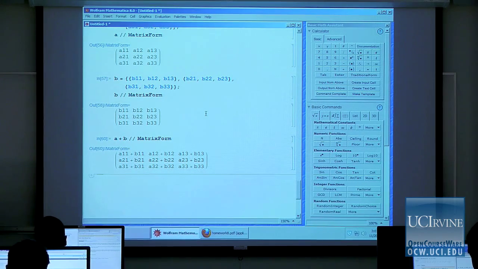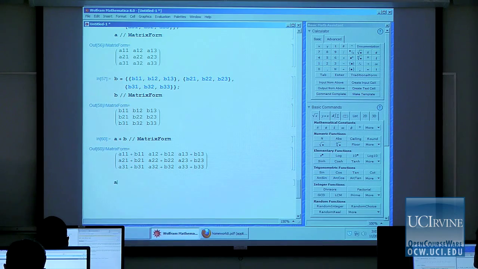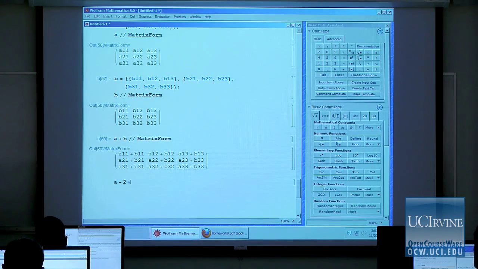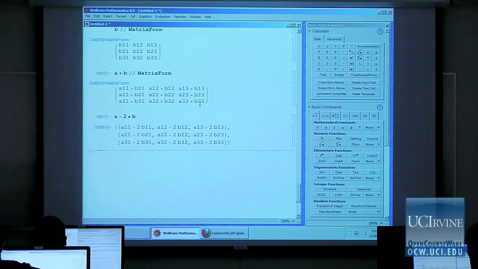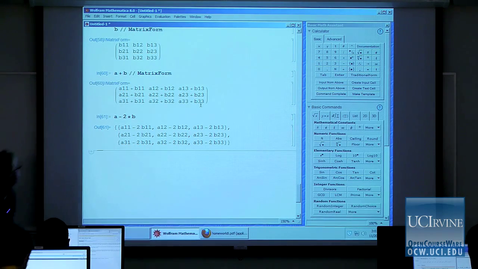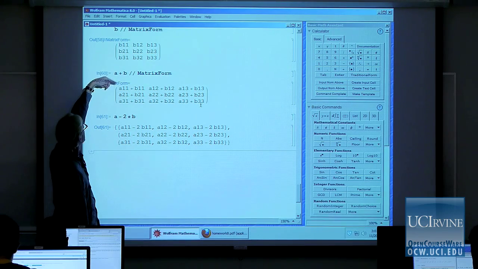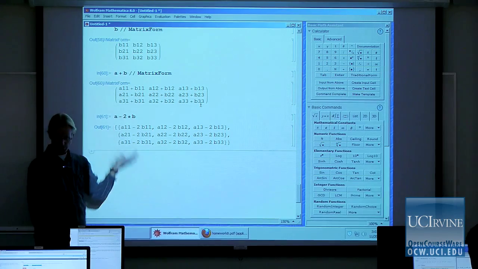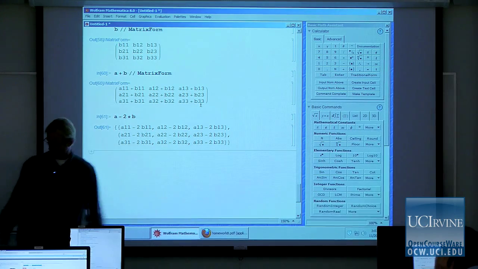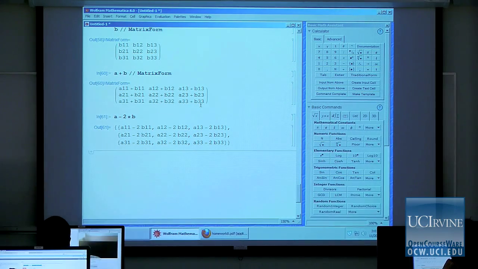Same thing for subtraction. So I could say A minus 2 times B. You see we take A11 and then subtract 2 times B11, and then et cetera. So addition is pretty straightforward.